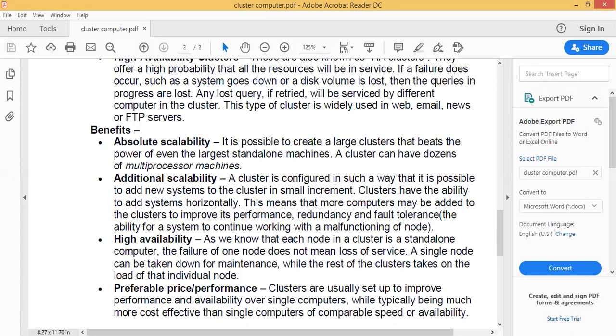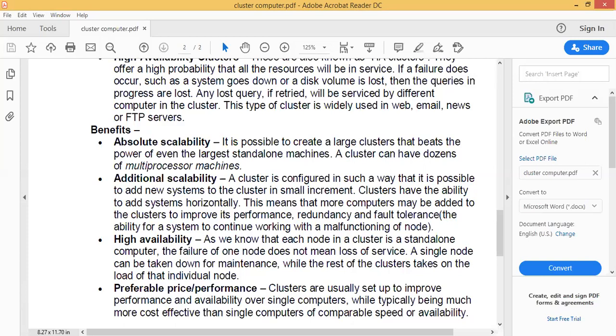As we have already shown, each node in a cluster is a standalone computer. The failure of one node does not mean the loss of service. So a single node can be taken down for maintenance while the rest of the cluster takes on the load of that individual node.